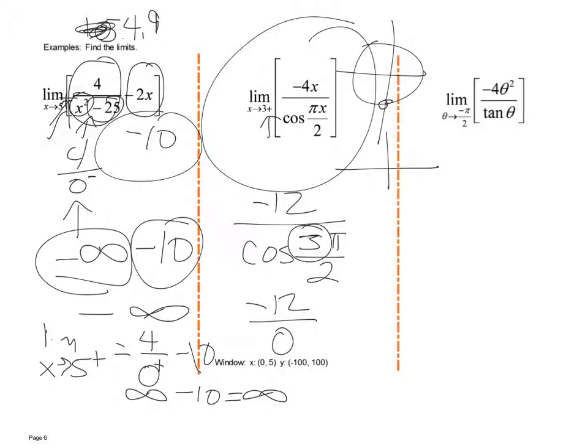So let's think about the graph of cosine. I can think about it in the unit circle, but I think that might be a little confusing to you. Cosine looks like this, and at 3 pi over 2 we're at 0. If I'm going from the right-hand side, the values are positive. As I get closer and closer, my values of cosine are positive, some positive little number. So the whole thing is a negative number over a positive little teeny number. I'm going to negative infinity.